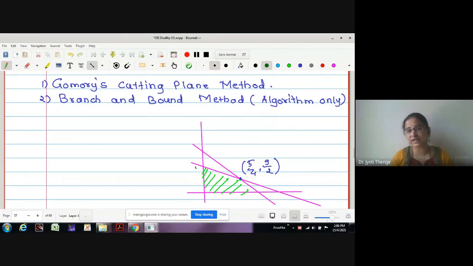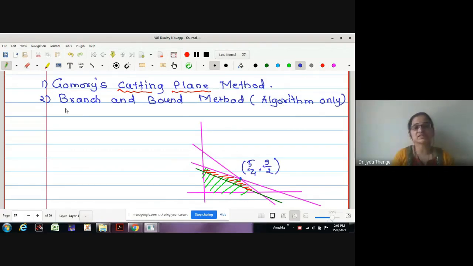If I introduce a new constraint like this, it is going to cut the feasible region, and that's why the name is Gomory's cutting plane method. The basic idea behind Gomory's method is the introduction of a new constraint in the problem, called a Gomory constraint, and that's why the method is called Gomory's cutting plane method.